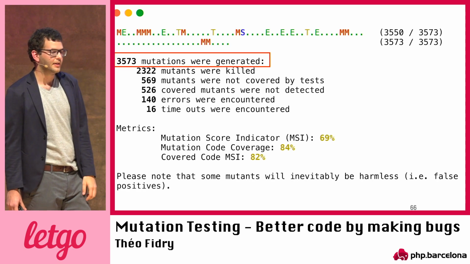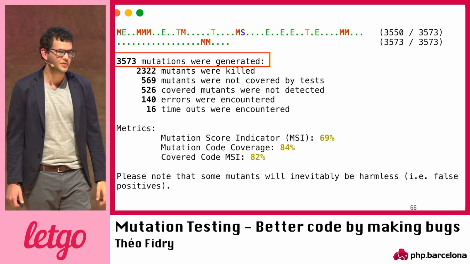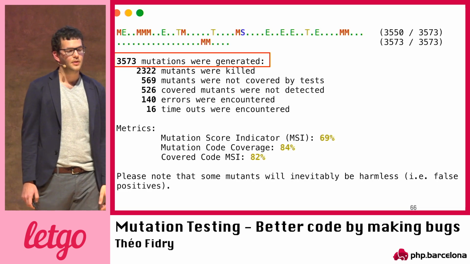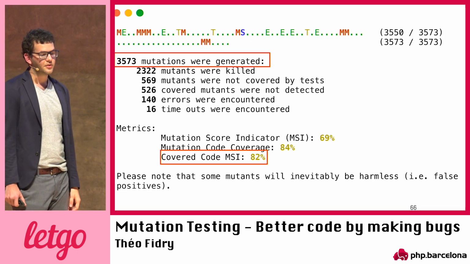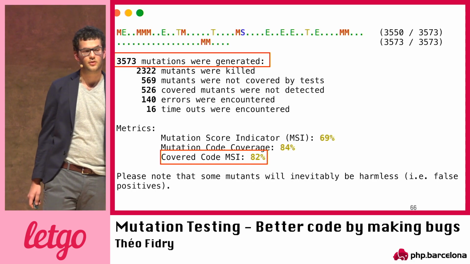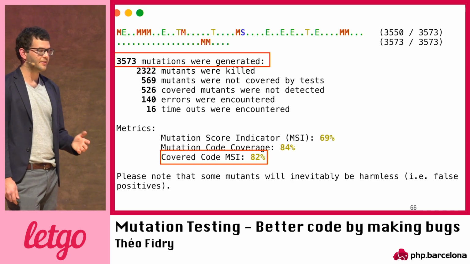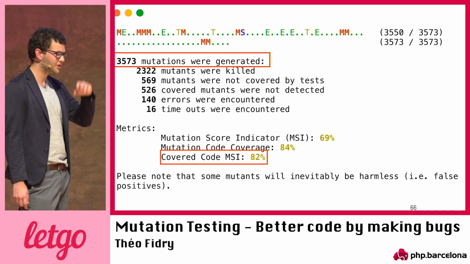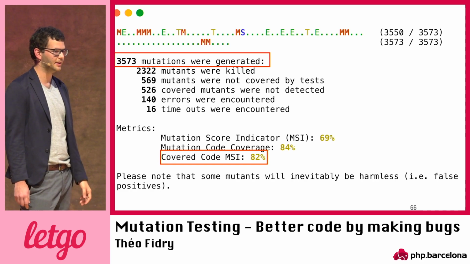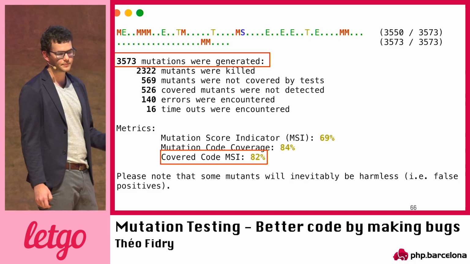So here you can see that Infection generated about 3,500 mutants. And you get the code coverage of that, which is 82%, which is a pretty good score, really. Keep in mind that this library has been developed without Infection whatsoever, so it's a pretty good result to get when it's not a metric you monitor.